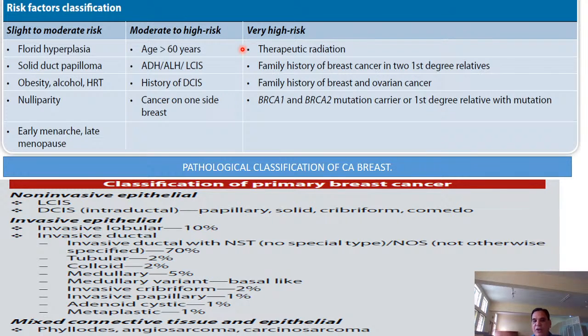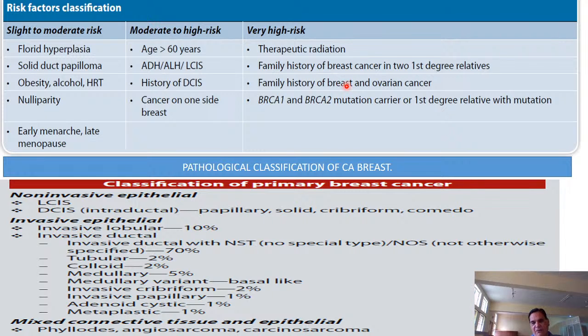Above all, very high risk, family history. You must always ask the family history. In two first degree relatives, the chance of malignancy is very high. Similarly, ovarian cancer has equally high risk of malignancy. See, God is not leaving you like that. If you have ovarian cancer, you stand chances of developing breast cancer. It is a bad thing, but it is a high risk.